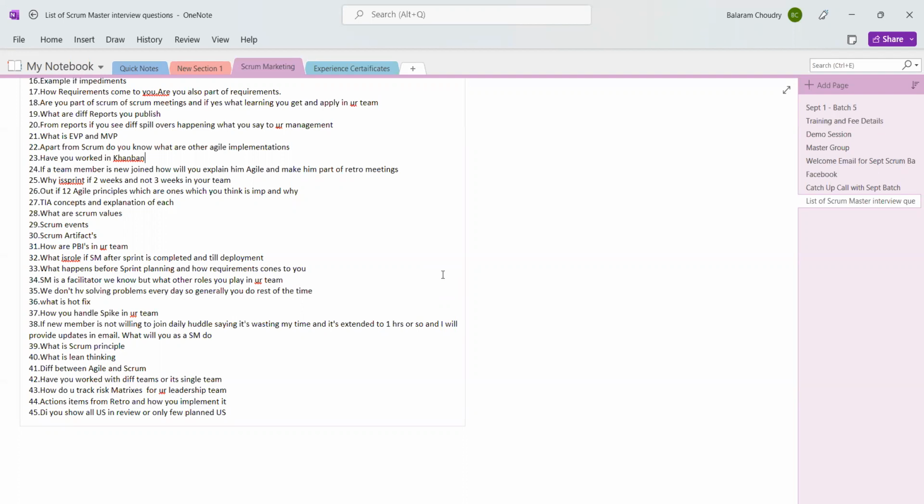If a team member is newly joined, how will you explain Agile and what happens in retro meetings? Take any simple example to explain what Agile is and how it is getting implemented. He has to be a part of retro meetings to understand how the meetings take place, and you can talk about an example of WhatsApp or Google Pay. There are many things you can take as a discussion point to explain how Agile is getting implemented.